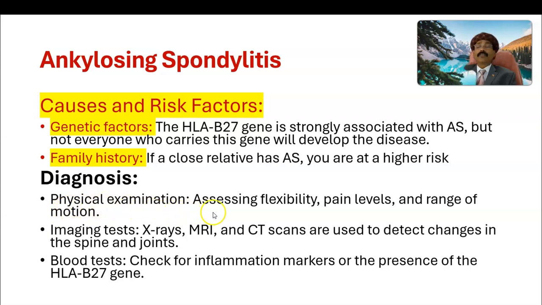Diagnosis: physical examination, assessing flexibility, pain level, and range of motion. Imaging studies like X-rays, MRI, and CT scan are used to detect changes in the spine and joints. Blood tests check for inflammation markers or the presence of the HLA-B27 gene.